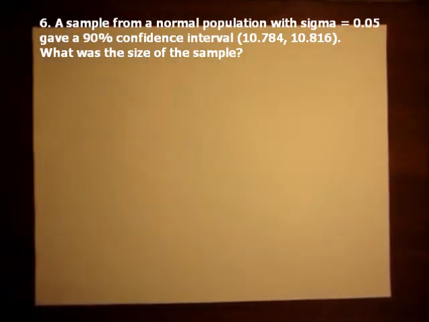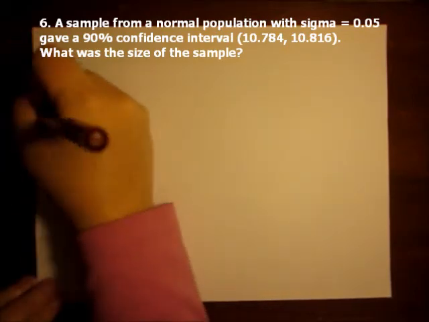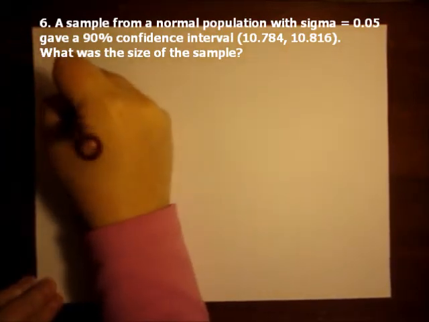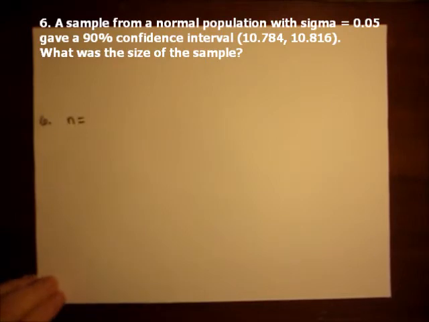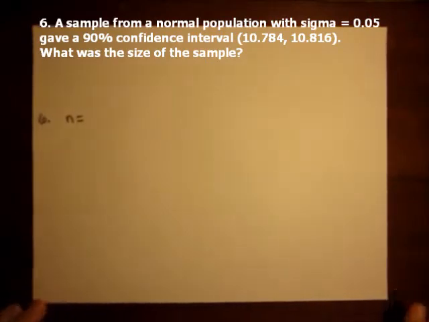Okay, so for number 6, we know the sample is being taken from a normal distribution, which is telling us that we're going to be using z instead of t, and we have a 95% confidence interval. And we want to know the size of the sample. So the size of the sample is what we call n. And there are two different formulas for n. One is when you're dealing with proportions, and one is when you're dealing with the mean.